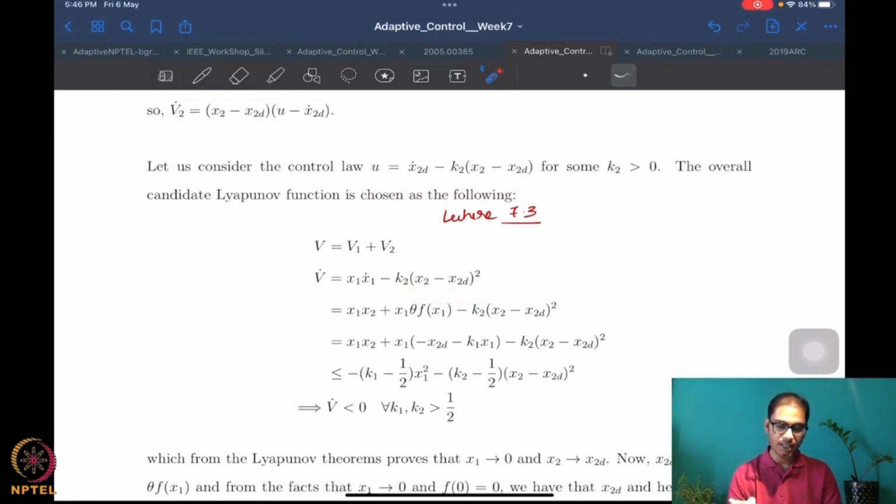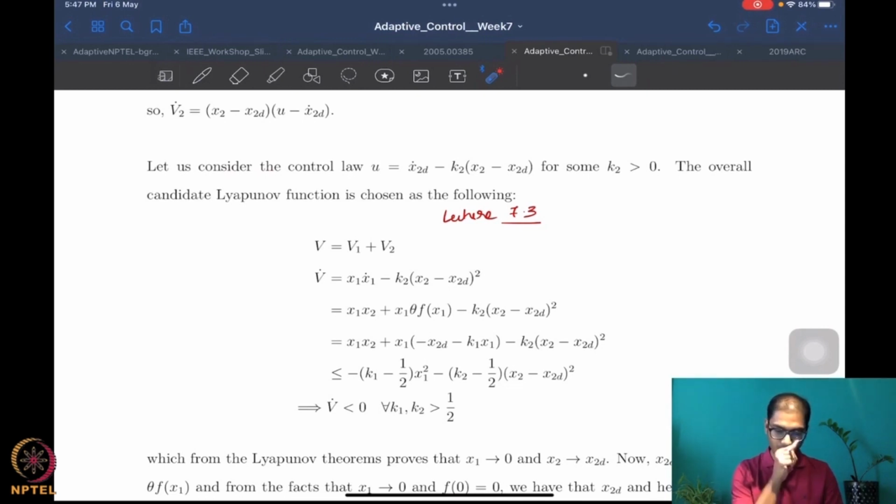All right, great. Now we plug in for x1 dot, of course. So what does it turn out to be? x1 dot is x2 plus theta f(x1), so I get x1 x2 plus x1 theta f(x1). And now we also know that, of course, we want to write x2 in terms of this variable, right? And that's what we do.